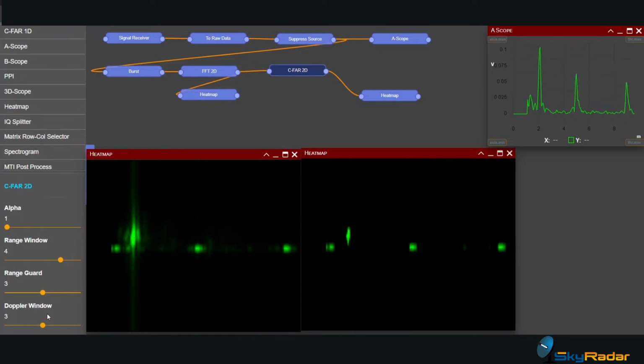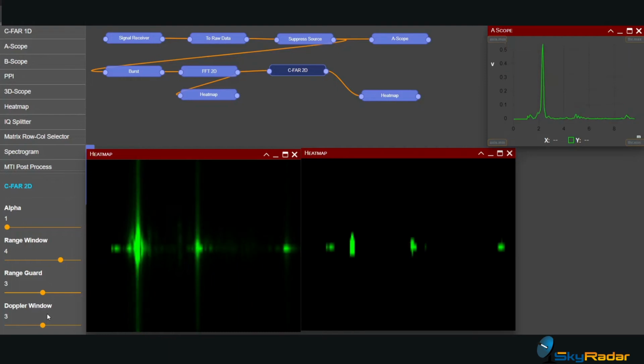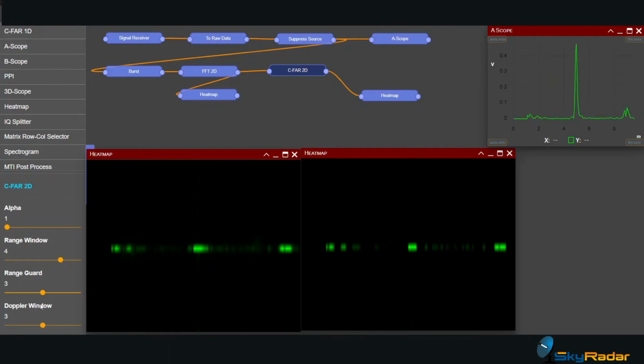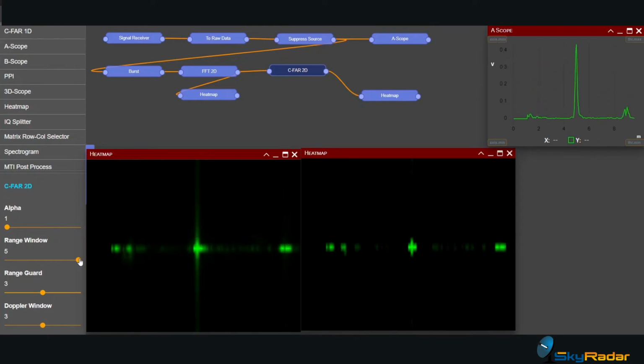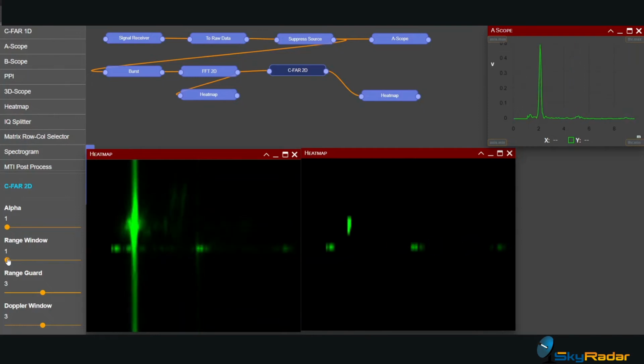So here in this case you can see how the CFAR 2D delivers a way better result compared to the heat map without the CFAR 2D. So you can see on the left side the noisy as I'm moving back and forth. The heat map is not showing only me as a target but also a noisy column, and that is pretty much avoided on the right side where we use CFAR.